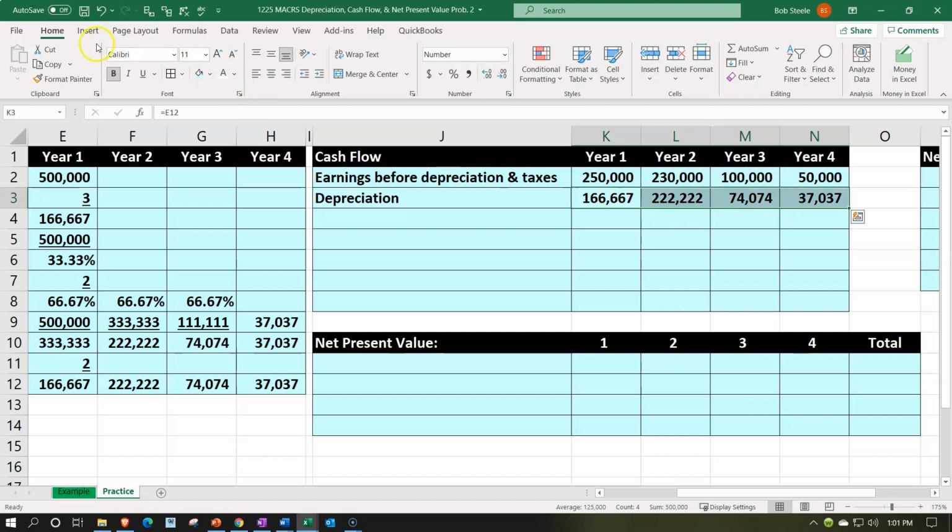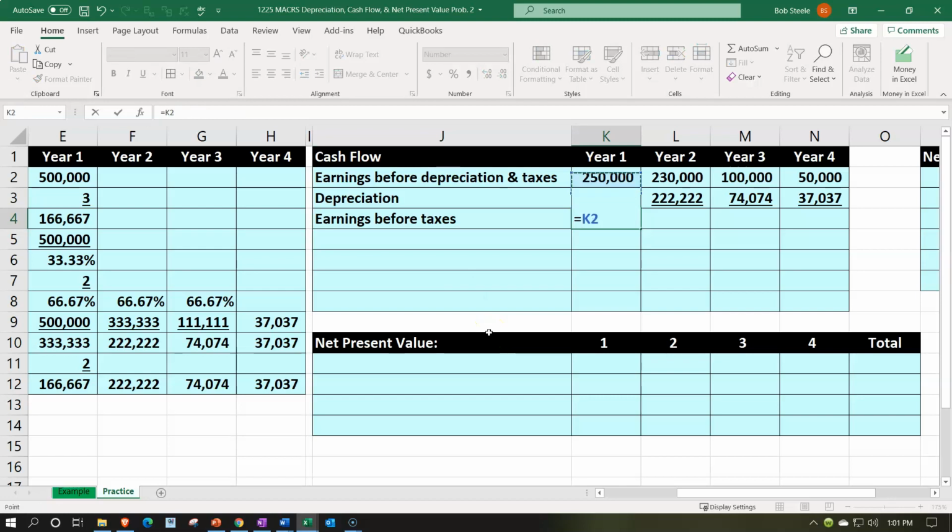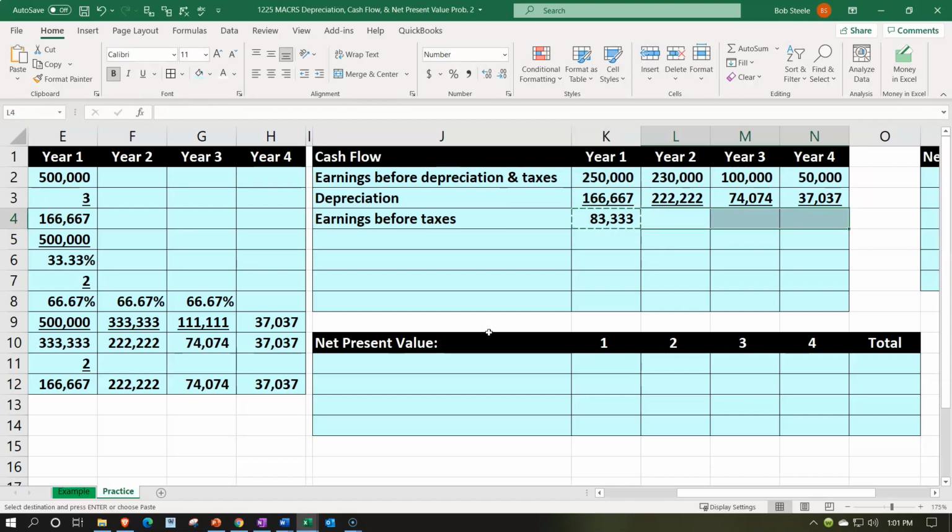So then I'm going to go to the Home tab, Font group, and underline. Earnings before taxes for each of the years is going to be equal to the 250 minus the 166,667. Going to copy that, Control C, right arrow, holding down Shift, right, Control V, pasting. Double click on the last one, does what I wanted it to do. So let's keep moving on, shall we?